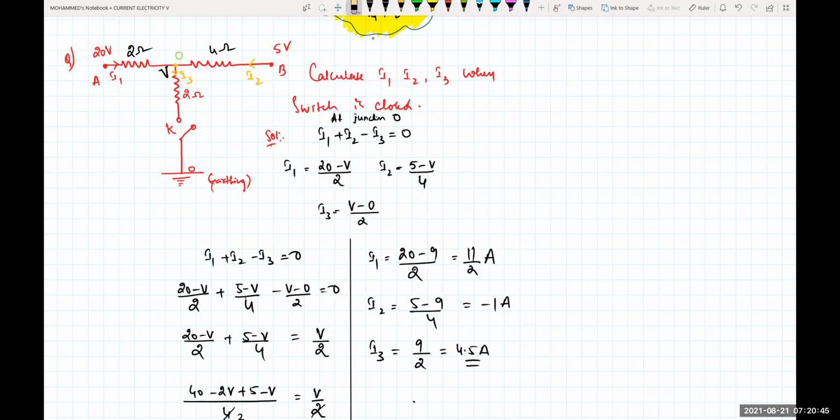But when I close it, like this, what is happening? That will become a branch. Whatever the current is coming from A, at A the potential is 20 volt, at B the potential is 5 volt, at O the potential is earthed. This symbol is the symbol for earthing, beta. Okay, so this is the symbol for earthing.